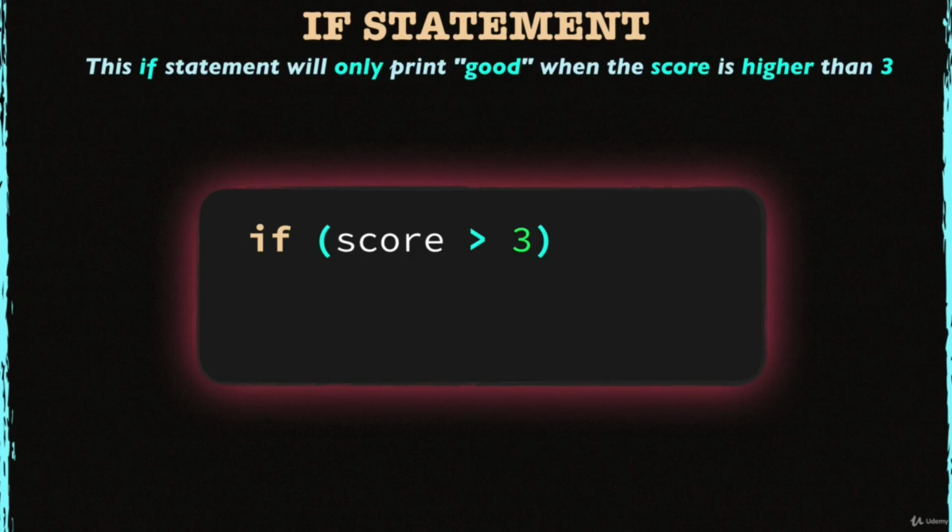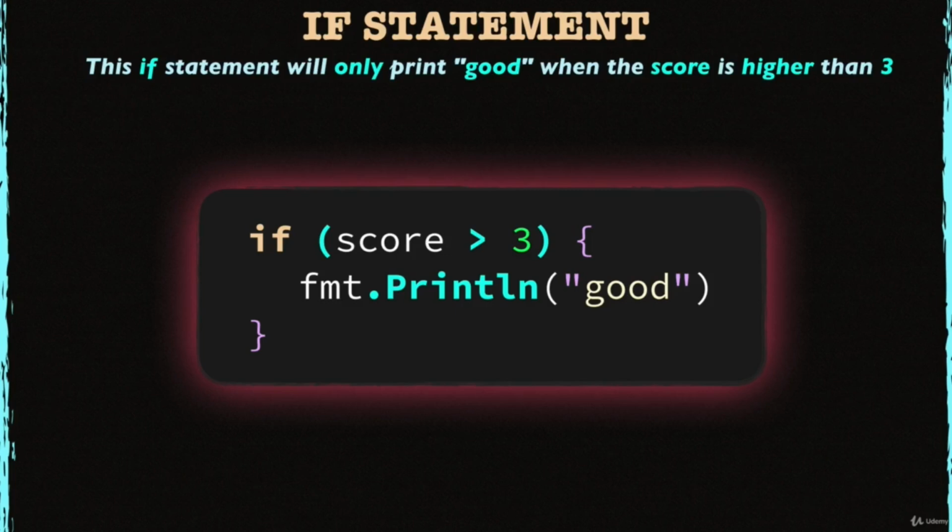If statement has its own block with its own scope, by the way. So I'm gonna create a new block now. Then inside the block, I'm gonna type the good message. If the score is higher than 3, then it will print good to the console. So far so good. However, something is missing, isn't it? Yes, in Go, you can type an if statement like this, but you don't have to. Let me show you what I mean.